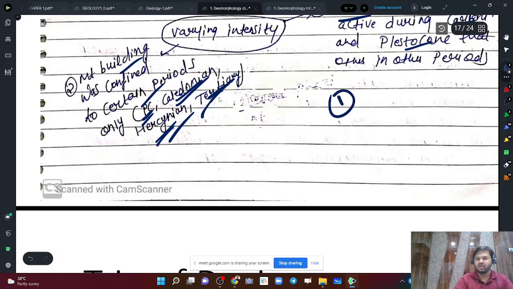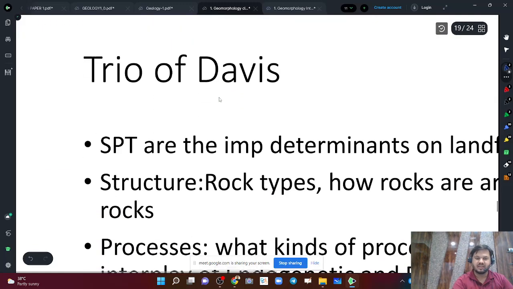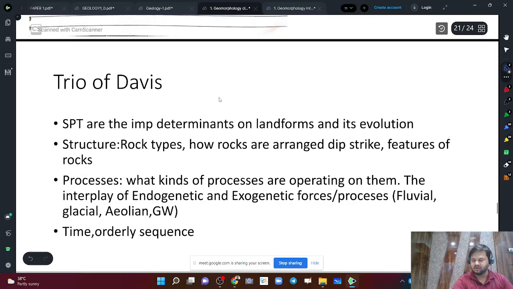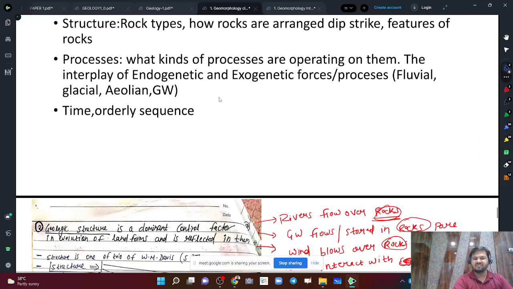So this is the first important concept. We have covered two concepts. One is catastrophism. Another one is uniformitarianism. Right, so there are some other concepts. I have included some concepts of Davis, which I will explain first.